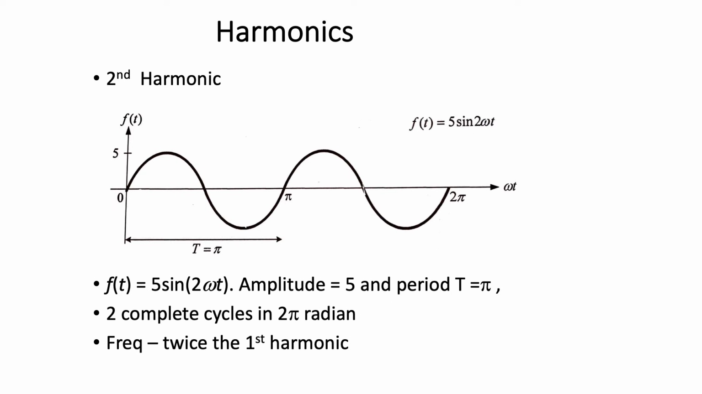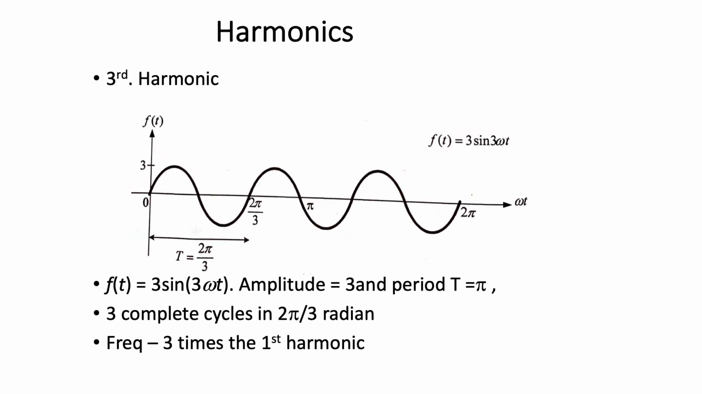The second harmonic signal is shown here with f(t) equal to 5 sin 2ωt. The amplitude is equal to 5 and the period T is equal to π. It has two complete cycles in 2π radians. The frequency for this second harmonic is twice the first harmonic.